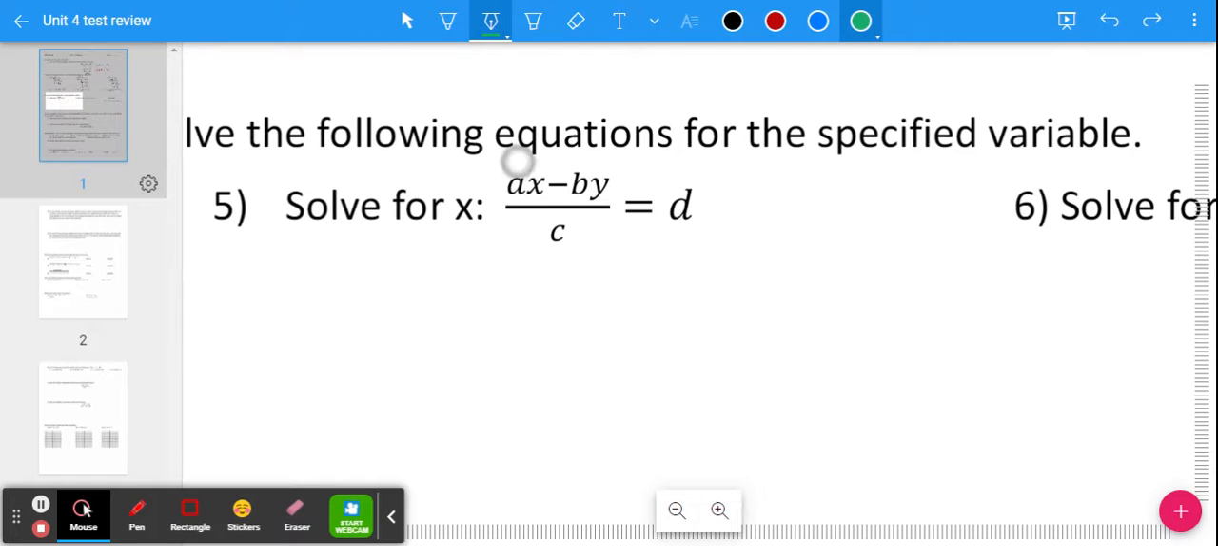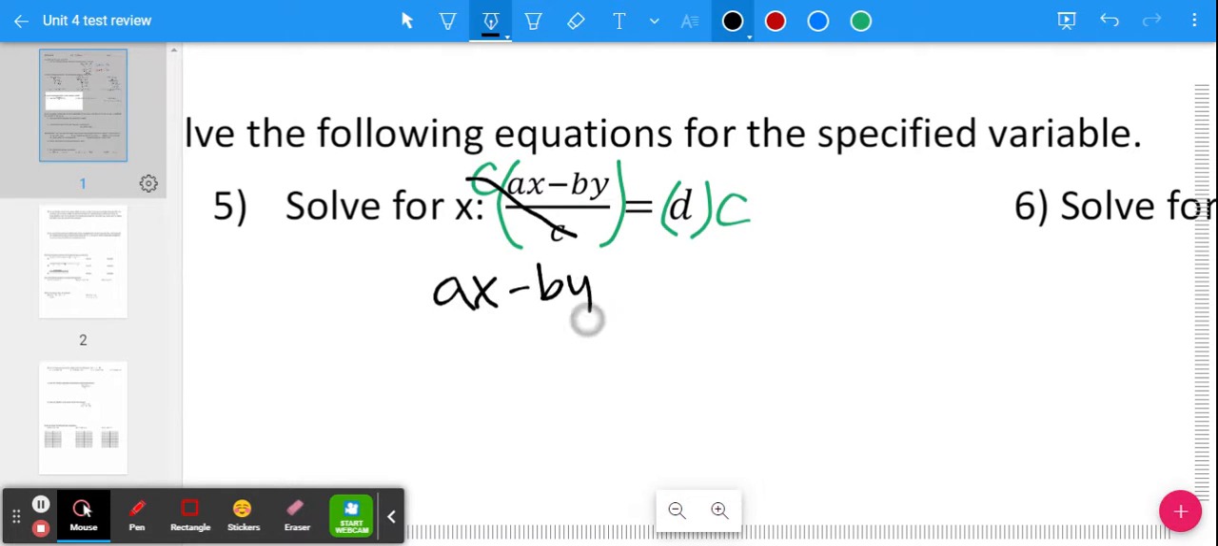So divided by c is the last thing I said on this side, so it's the first thing I'm going to get rid of. So I'm going to multiply both sides of my equation by the variable c. And then we're left with ax minus by equals cd, which you can also write as dc.